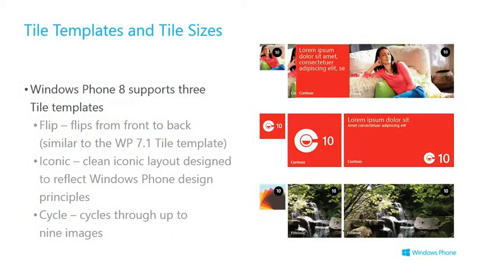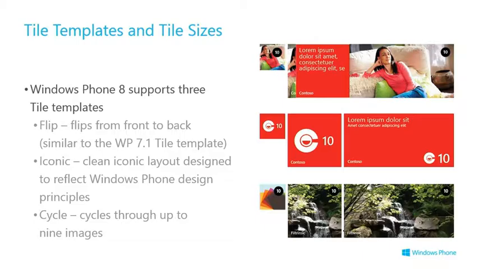All right, so the new features for developers in Windows Phone 8 coming up. We will be talking about the new tile templates. This is the key feature that differentiates Windows Phone from other smartphone platforms. We've got 3 tile templates that we can take advantage of now in Windows Phone 8. There's the flip one, which is pretty similar to the tile template that we had in Windows Phone 7.1. So it flips from front to back. You can write content onto the front of the tile and onto the back of the tile.